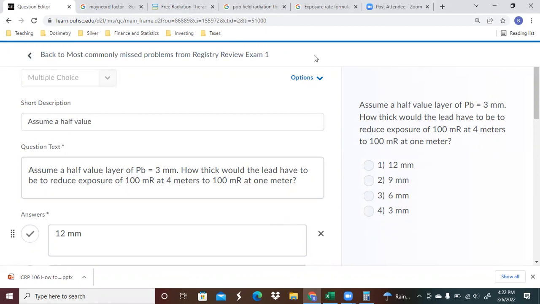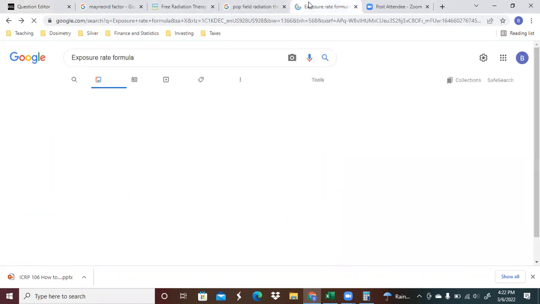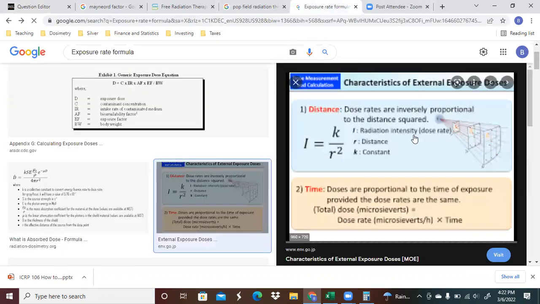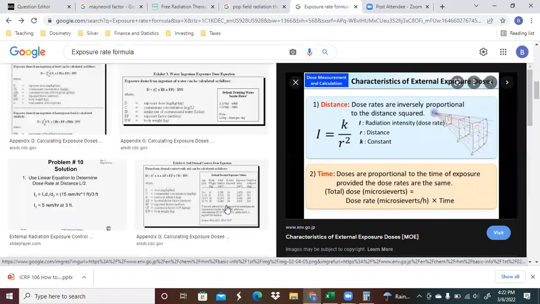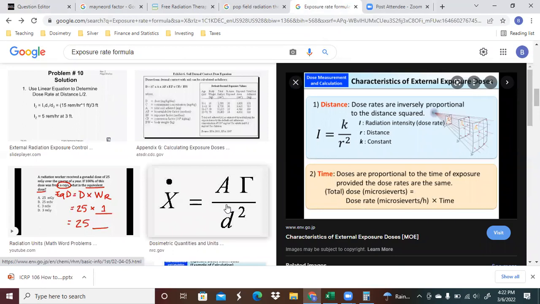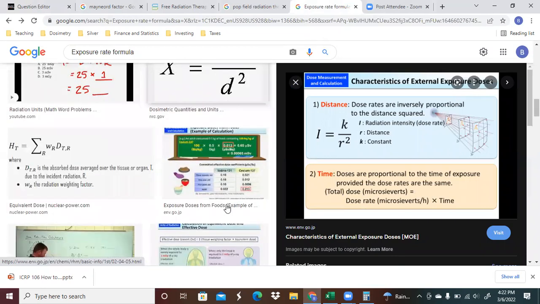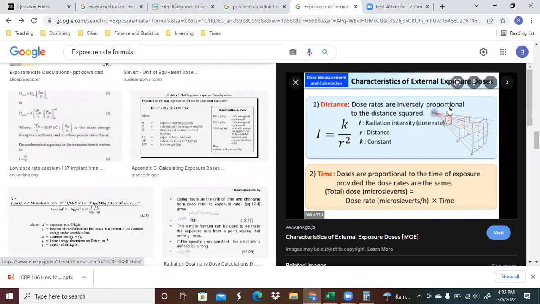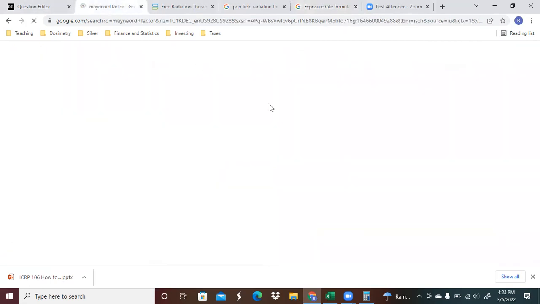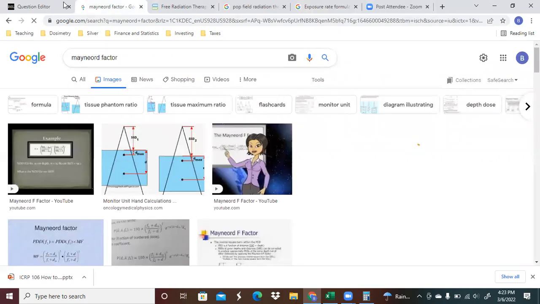So if you'll remember the old exposure rate formulas, let's see, I thought I had the here. Okay. Dose rates are inversely proportional to the distance squared. So whatever your intensity here is, whatever the dose rate is, it's equal to some sort of constant divided by the distance squared. Now we're going to take advantage of that here.